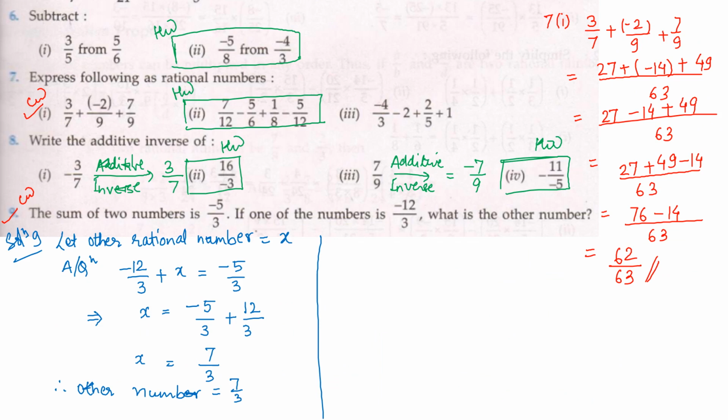Now question number 6, 7. They are again kind of simplification. Some are done for you. You can take the help and do the rest of them.